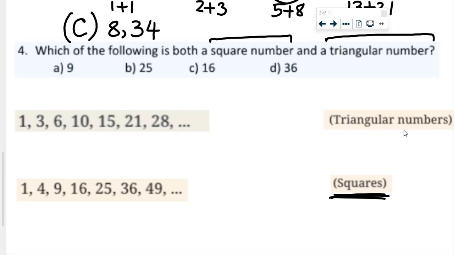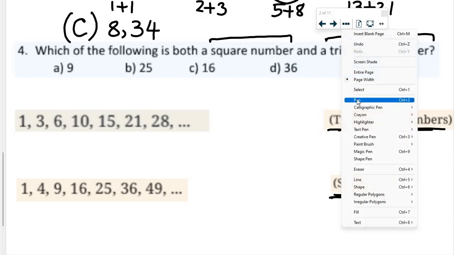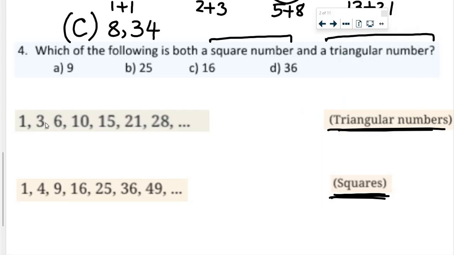Now, for triangular numbers, what are the triangular numbers? Triangular numbers are 1, 3, 6, 10, 15, 21, 28, and so on. And you have to memorize all of them. Now, how do we move from one triangular number to the other? That is what I want you to pay attention to. From 1 to 3, add 2.